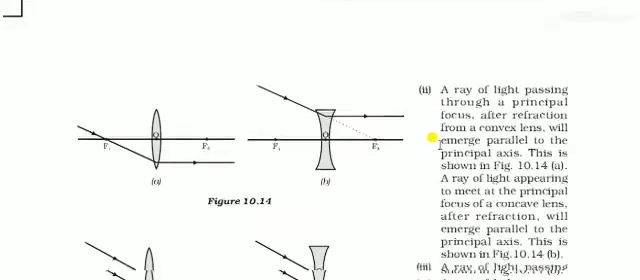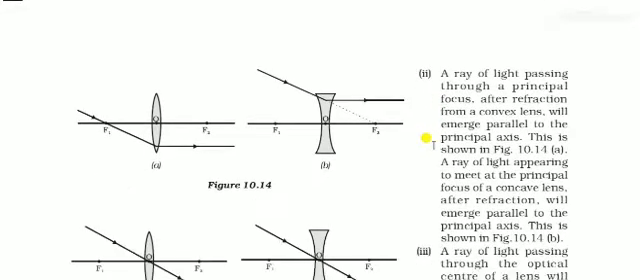Now see, the second rule is the inverted version of the first rule. When the ray of light passes through the principal focus, after refraction it goes parallel to the principal axis. In previous cases the ray of light was coming from this side, and in this case the ray of light is coming from this side. So the side is changed here.